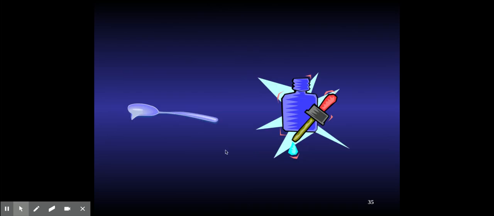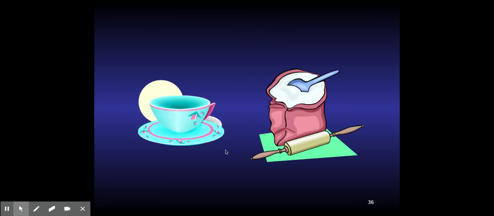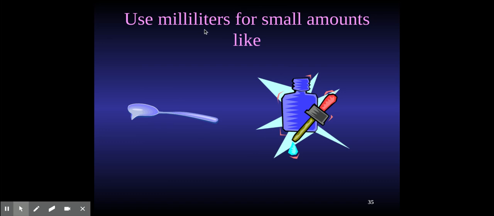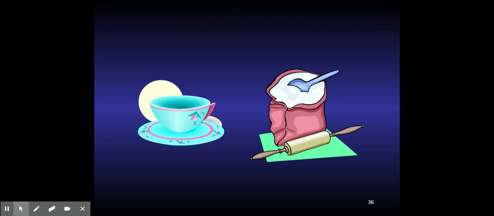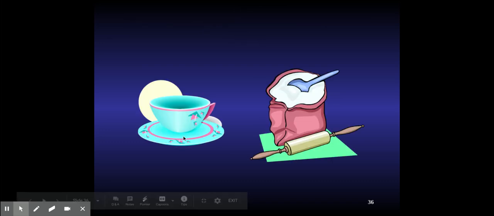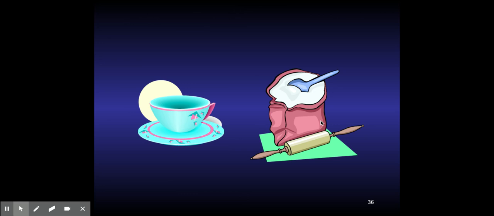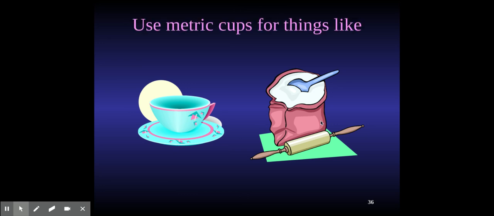So if you're taking medicine for something, would you measure it in milliliters, liters, cups, or kiloliters? If it's just a small amount, you should be using milliliters. Milliliters are small. If you're drinking something or measuring something for baking, you would just want to use cups.